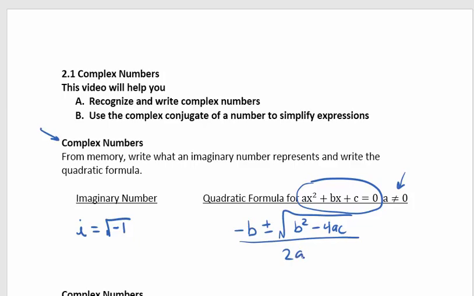We use the quadratic formula when we're solving a quadratic equation like one in this form, and we can't use factoring to solve it. A lot of times with a quadratic equation like this, we can go ahead and factor to find the solutions. But a lot of times those quadratics won't factor evenly, and so that's when the quadratic formula comes into play. We will use both of these ideas as we go through this lesson on complex numbers.